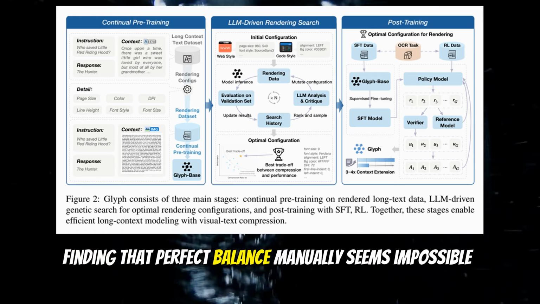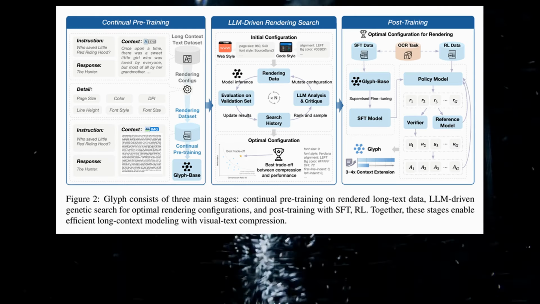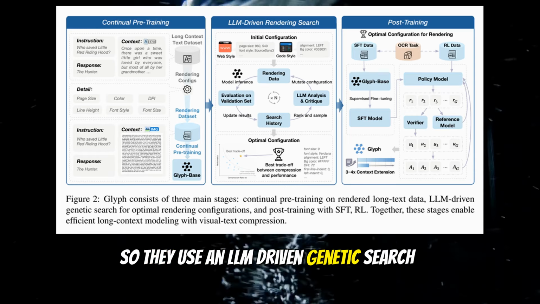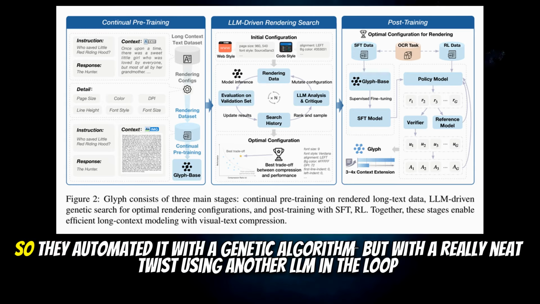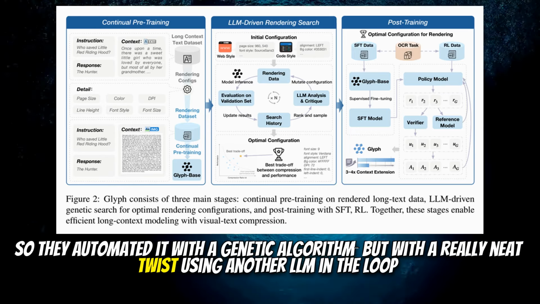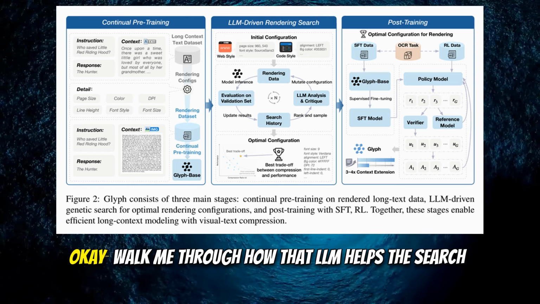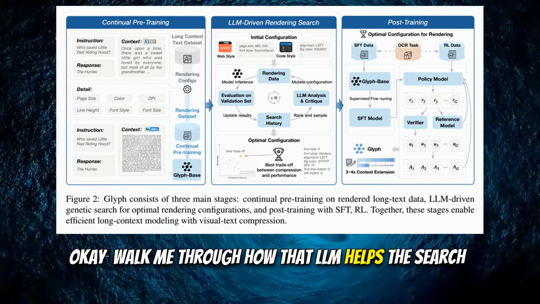Finding that perfect balance manually seems impossible. So they use an LLM-driven genetic search. Yeah, trying to hand-tune dozens of rendering parameters for every possible task, forget it. So they automated it with a genetic algorithm, but with a really neat twist, using another LLM in the loop. Okay, walk me through how that LLM helps the search.